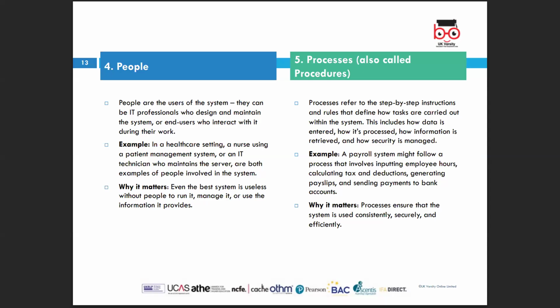Processes, so now we refer to them as step-by-step instructions and rules that define how tasks are carried out within the system. This includes how data is entered, how it's processed, how information is retrieved, and how security is managed. An example of this is a payroll system, which might follow a process that involves inputting employees' hours, calculating tax and deductions, generating payslips, and sending payment to bank accounts.